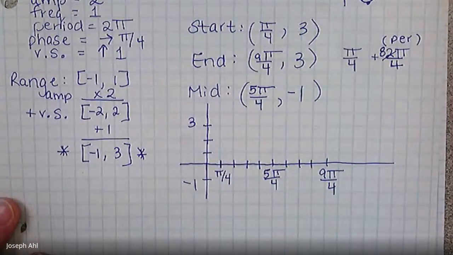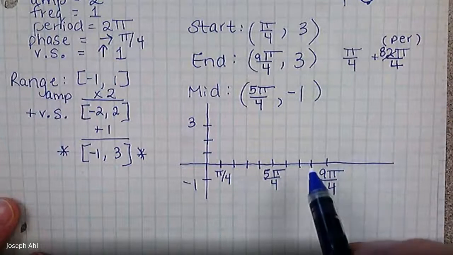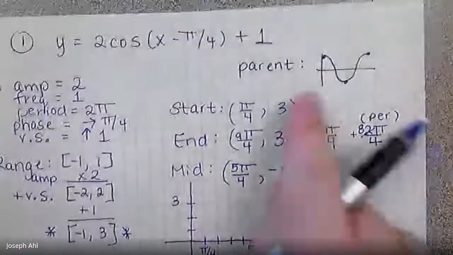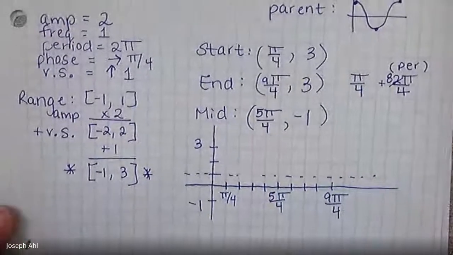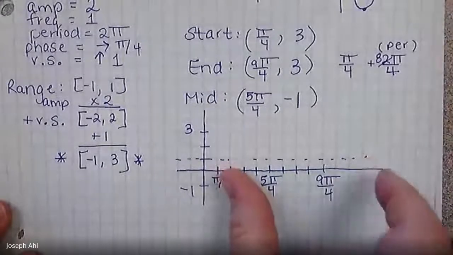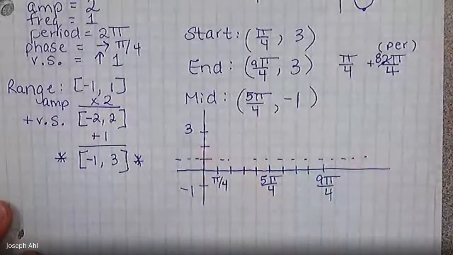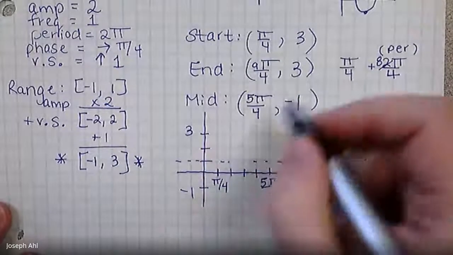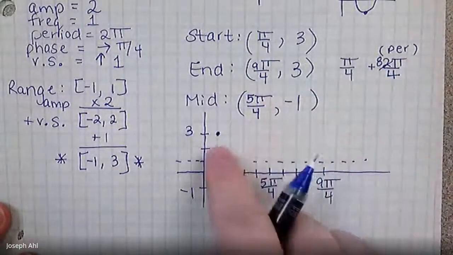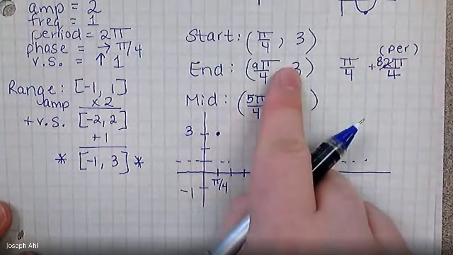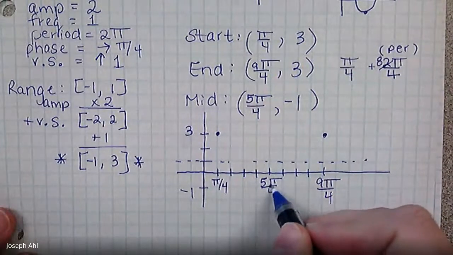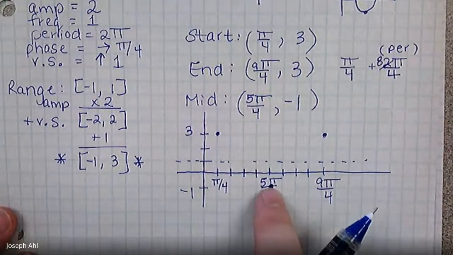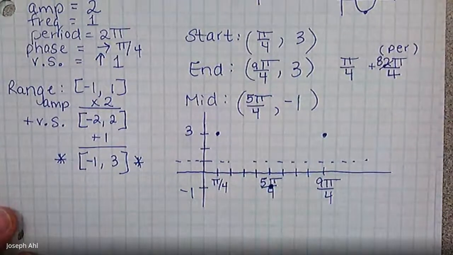Okay, the other thing I'm going to draw in here is where that wrap line is. So the vertical shift of +1, this is the new line that cosine is going to wrap around. Typically cosine wraps around the x-axis, but with the vertical shift, it's now going to wrap around this line right here. Let's plot the first initial point at pi/4, 3. There's the starting point. If we jump all the way to the end, 9 pi/4, we're also at 3. And right in the middle at 5 pi/4, we're at a y value of -1. So we're going to have to go through that label there, but no big deal.